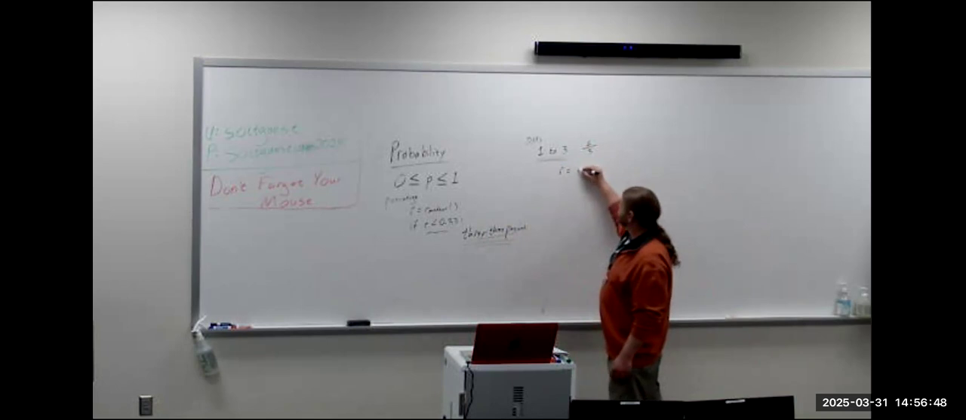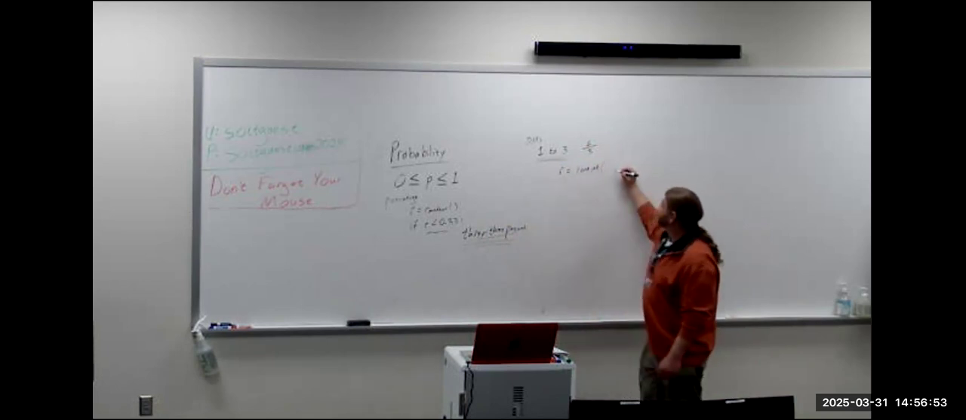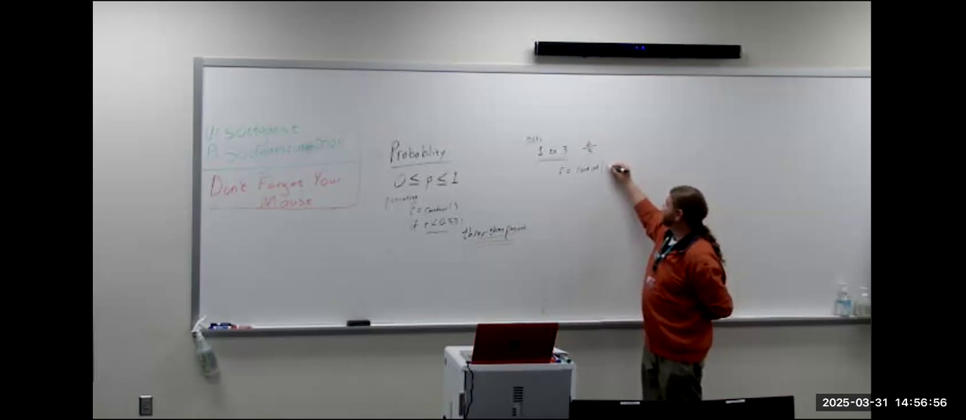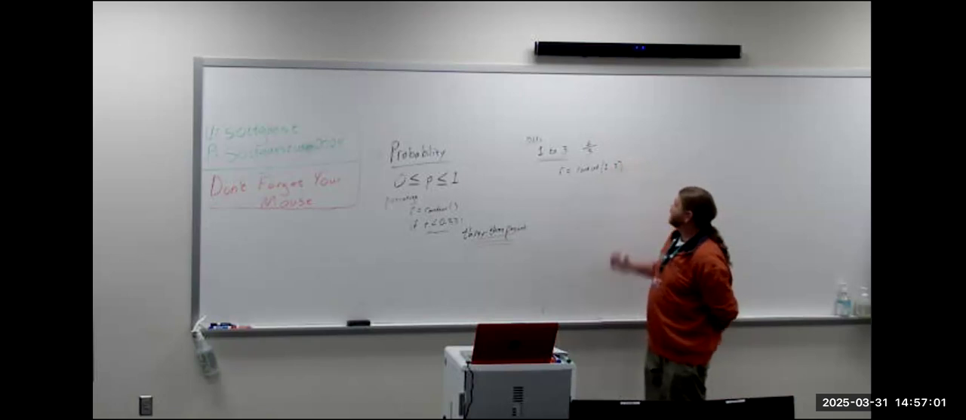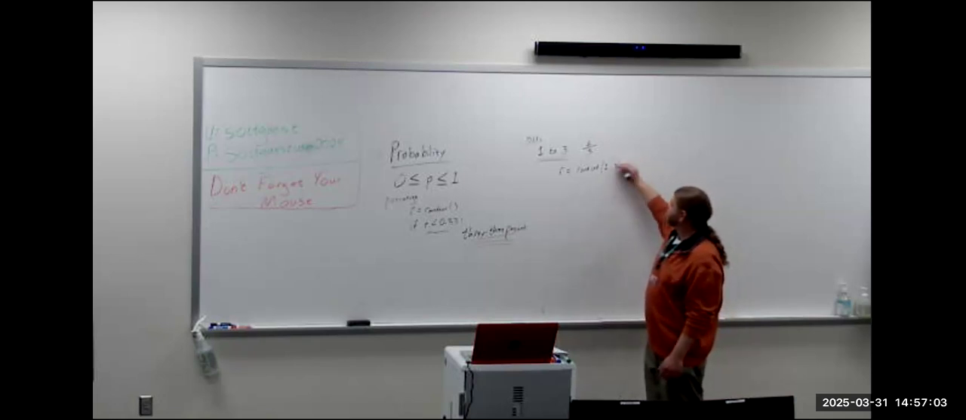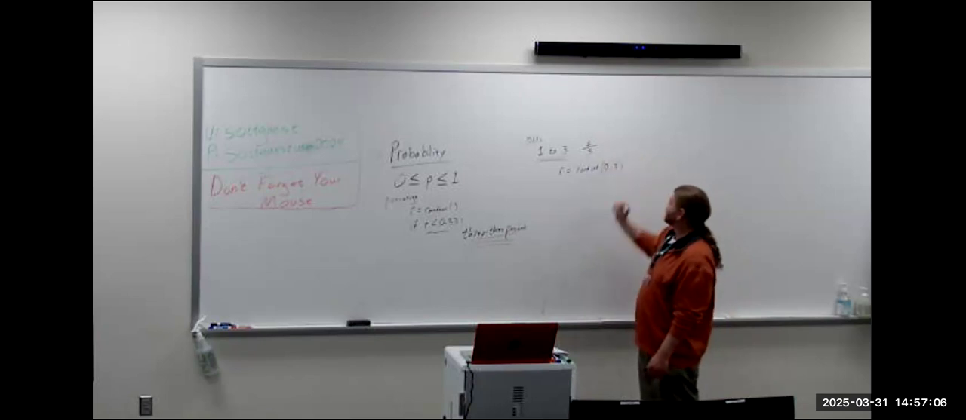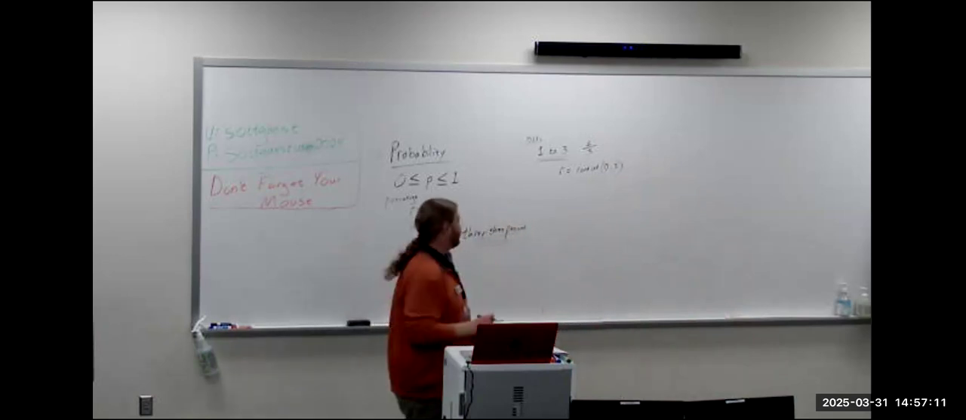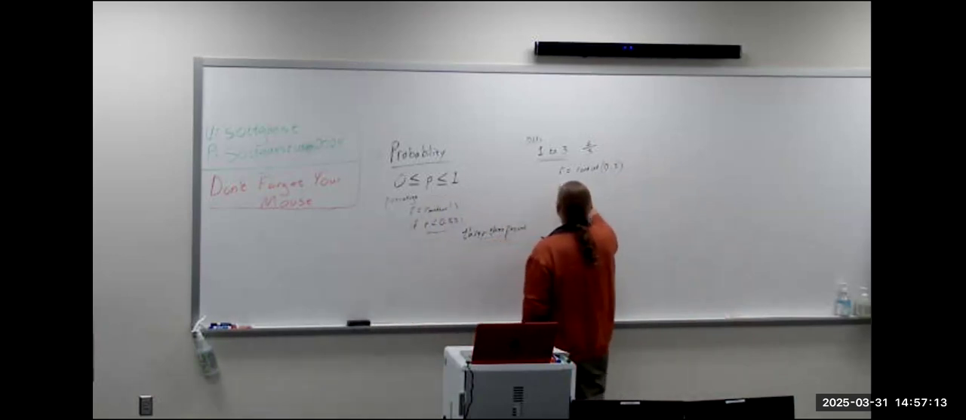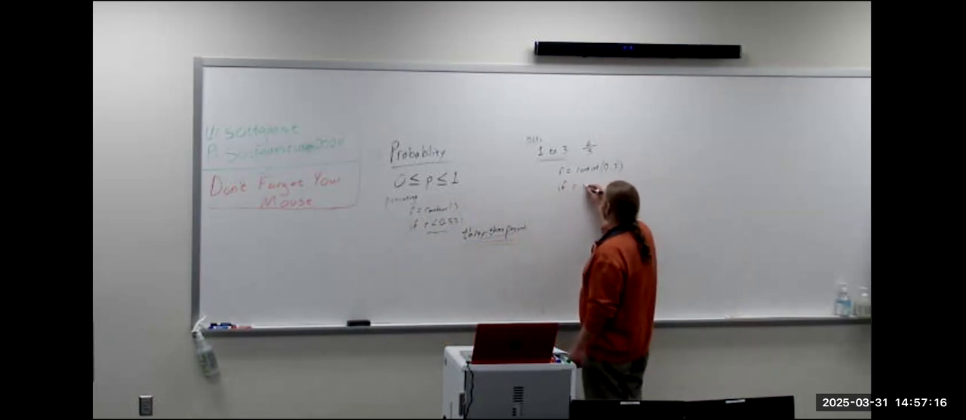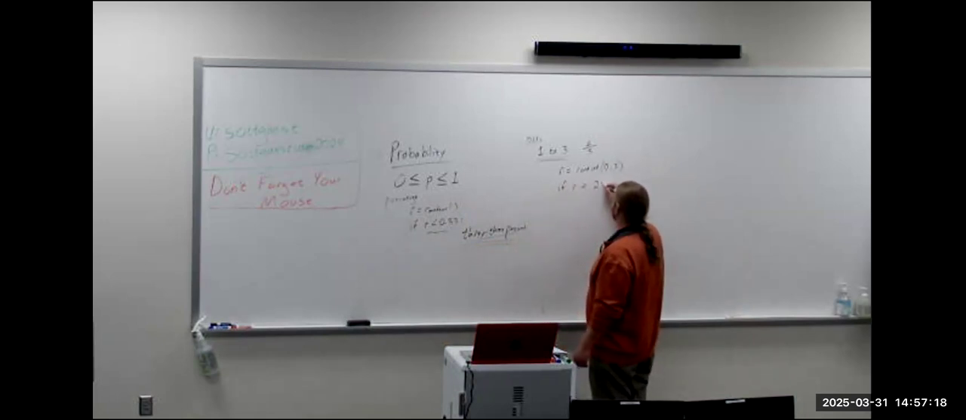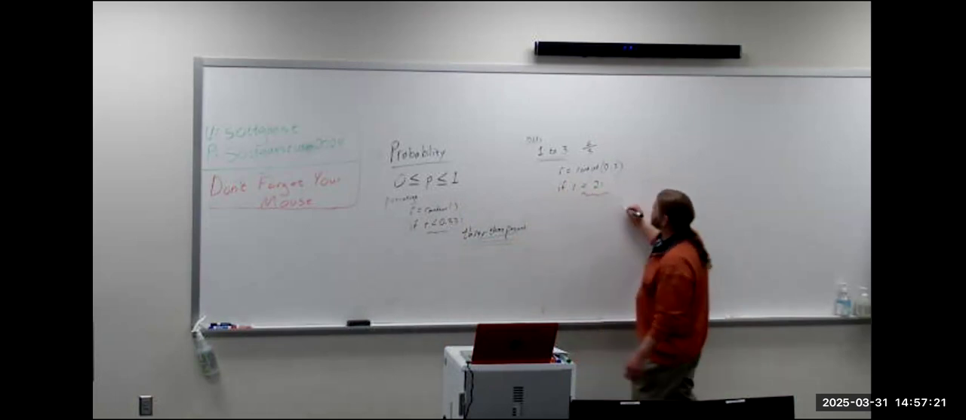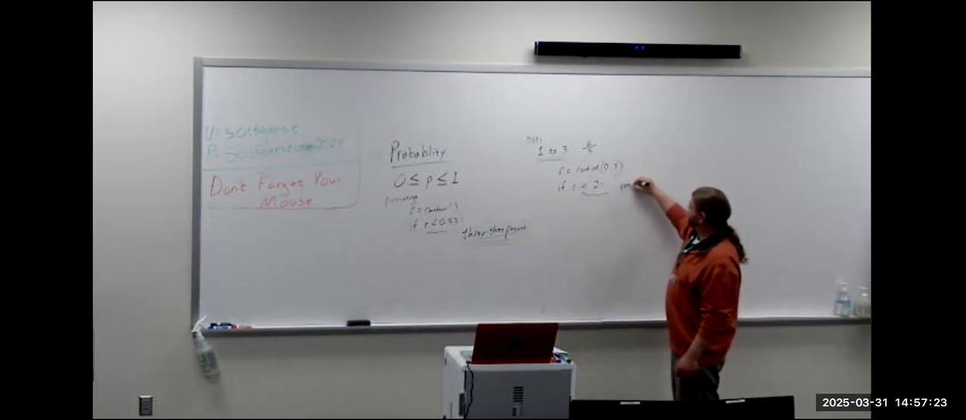R is rand int, say 1 to 3, including 3. Wait, they'll probably use Python. So 0 to 3, not including 3. So 0, 1, and 2. There's 3 different numbers, and if R is equal to, say, a 2, we'll do some stuff. So there's our 1 in 3 chance.